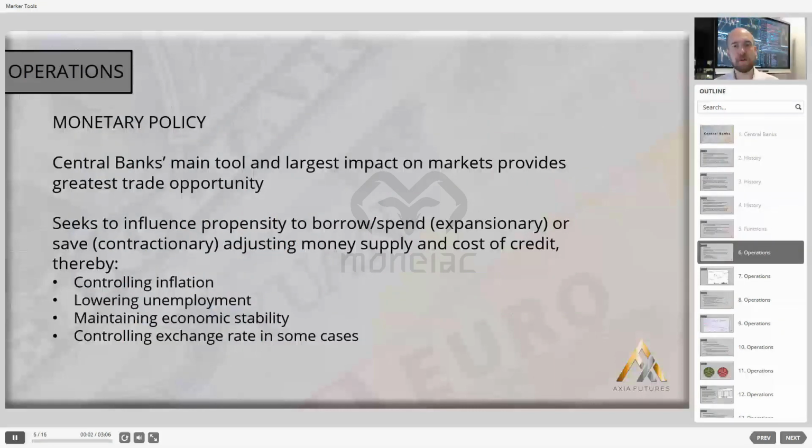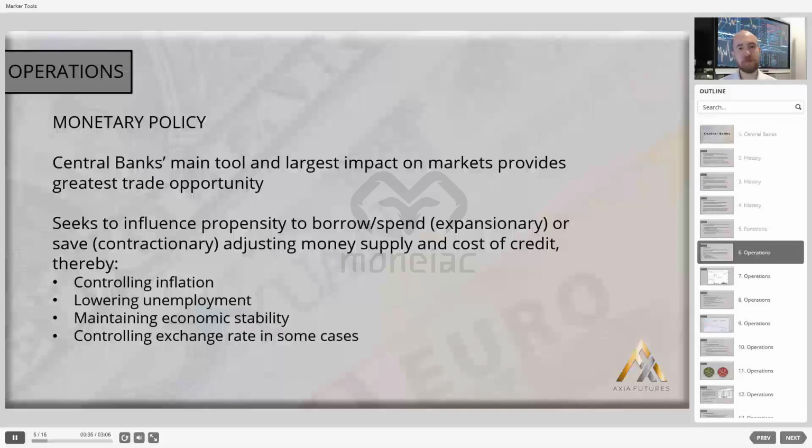Okay, so on to central banks' operations. Mostly we're going to be focusing on monetary policy. This, of course, is what has the biggest impact on markets. This is the interest rates, the quantitative easing that you hear so much about. This is how the central bank has the largest impact and chance to move markets, change behaviours, and that's what it's all about, essentially, changing the behaviour of economic participants. And what monetary policy tries to do is either influence the propensity to borrow or to spend.